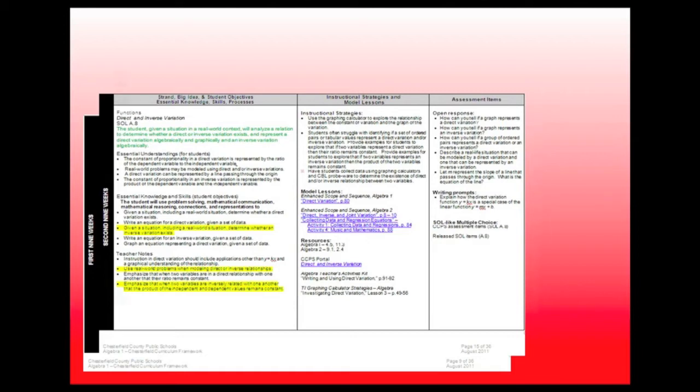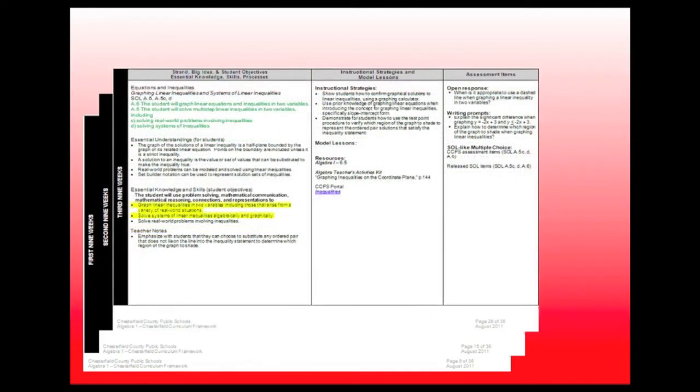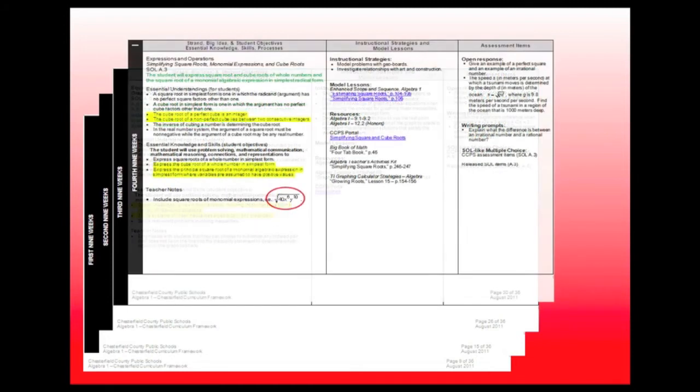Let's look at systems of linear inequalities. The emphasis here is on graphing linear inequalities that arise from real-world situations and solving systems of linear inequalities both algebraically and graphically. Now on to square roots and cube roots.